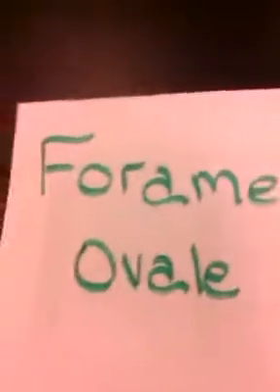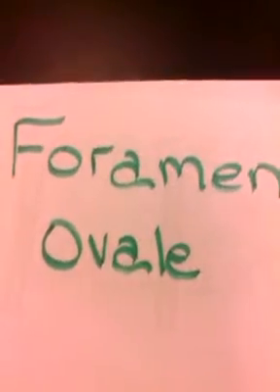Next, we have an oval-shaped hole, the foramen ovale. Okay. And again, one on each side.